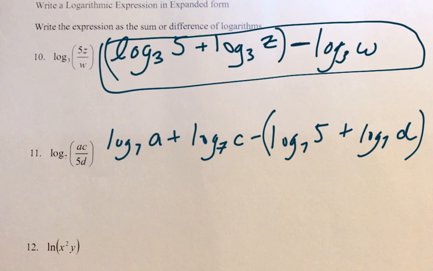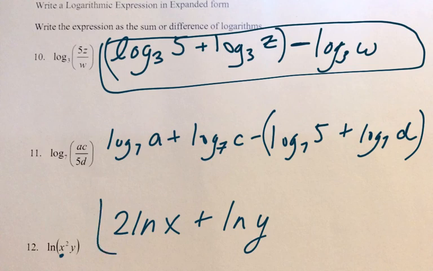Okay, for this last one, we have the natural log of x to the 2nd power times y. So we have the product of those 2 things, and we also have the power. So for the first term, I'm going to have the natural log of x, but that squared gets pulled out to the front, so it's going to be 2 the natural log of x. And then because it's the product between x squared and y, we then sum the natural log of y to our first term.